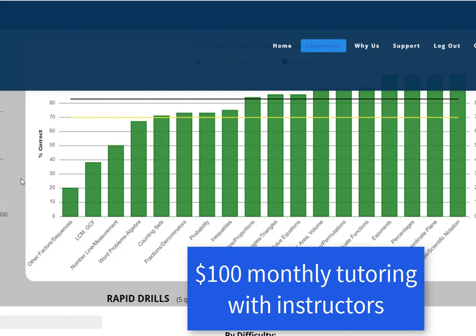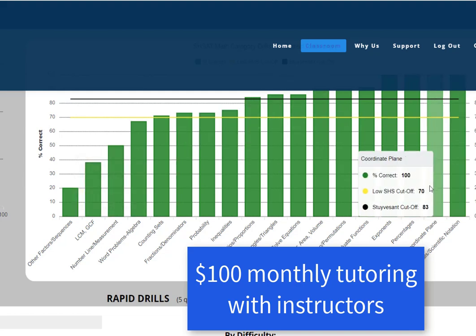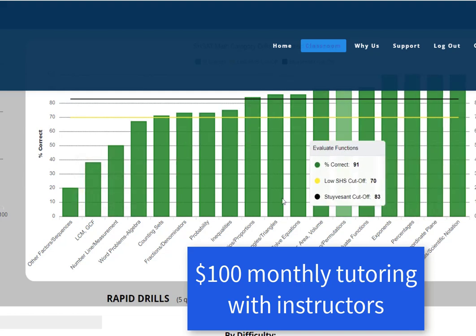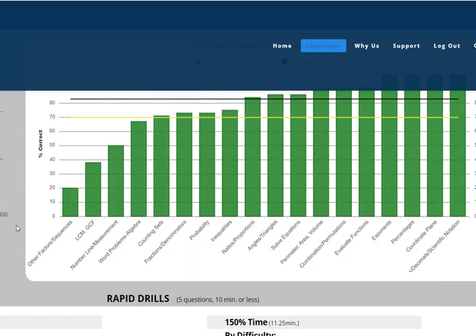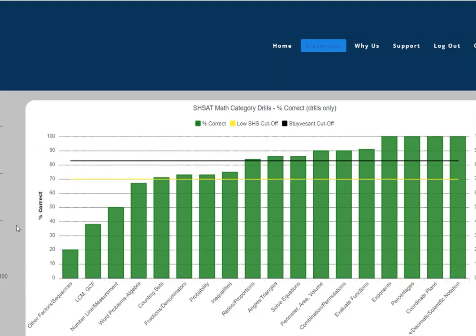It keeps you from wasting hours on topics you don't need to cover that you're already very good at over here, as we can see. That way you can focus and buy only the tutoring services you need. So at this point, after taking your diagnostic, after spending 3-4 hours on your drills, getting a full assessment of what categories you're good and not so good at, you can begin to make a decision.